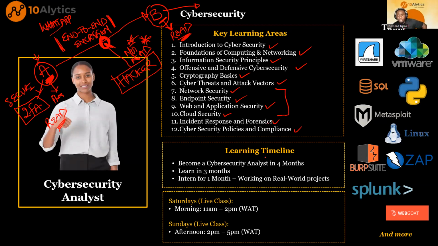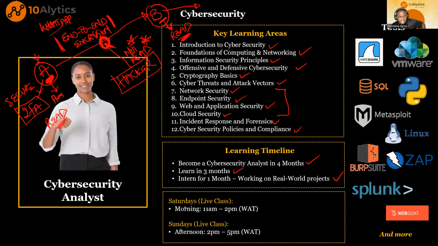Now, the learning timeline for the cybersecurity training program is 4 months in total: 3 months of immersive learning and 1 month of internship, a free virtual internship. Okay, 3 months of learning. This is where you learn everything that we've talked about so far, using Python to build, to analyze, to decode, and so on and so forth. So 3 months of learning and 1 month of free virtual internship.